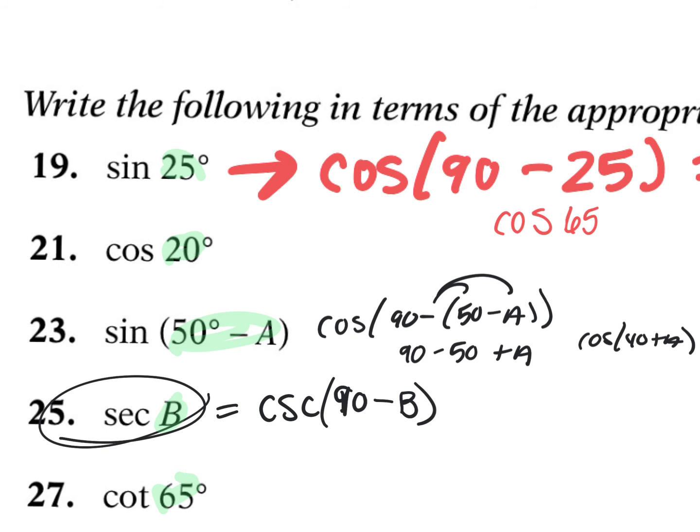What was the last part say? Cosine of 40 plus A. Sorry, I was writing fast. Yes. So on number 25, if the b was an actual number, how do you do the cosecant again? Would that be secant -1?